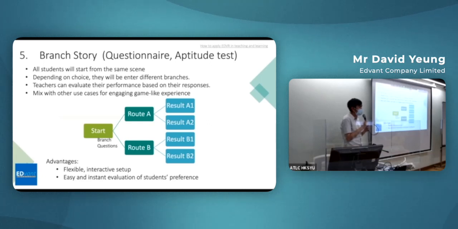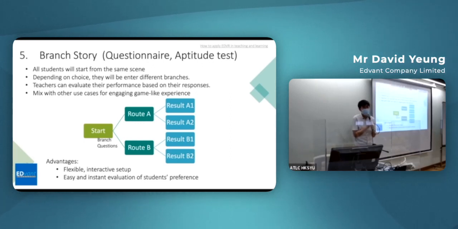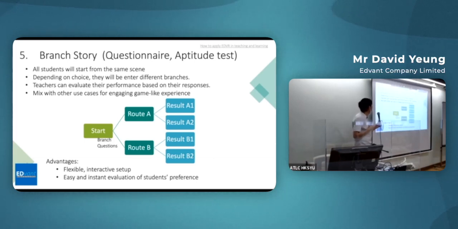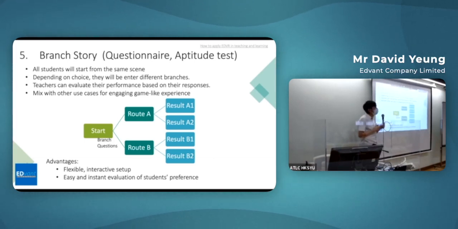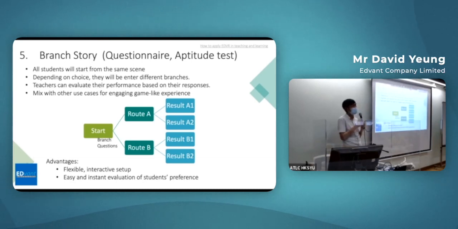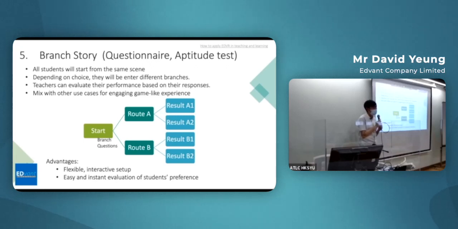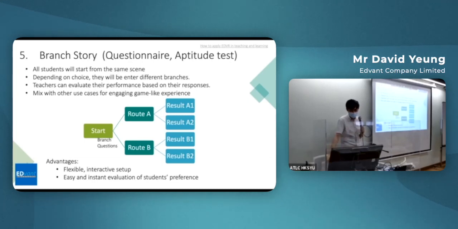And lastly, it's a branch story. Previously, I've mentioned that there's a special type of multiple choice question known as branch questions. We can make use of it to create some branched stories. For example, we can use it to perform aptitude tests. We can use it for language training. Like maybe there will be 360 videos presenting a dialogue, and you have to choose how to respond. And then it will cause different outcomes. It will create a more game-like and engaging experience to the whole VR exercise.